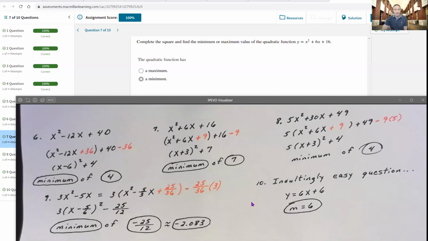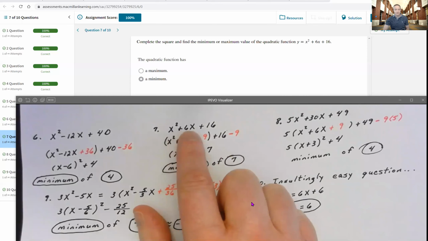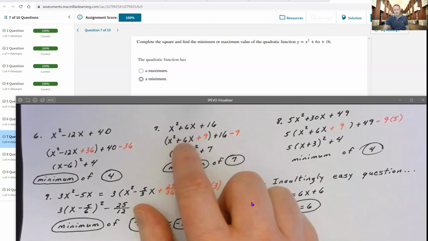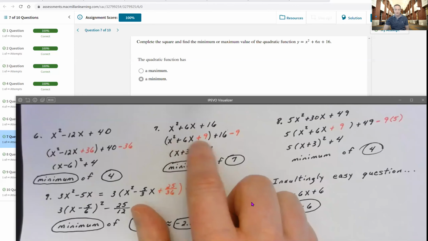For the next one here, it gave me, again, a quadratic, and it asked for the maximum or minimum value using completing the square. This time, in order to complete the square, I said, well, the term I need, 16, that's kind of tricky there because you think, well, that's a perfect square, but it's not the perfect square that you need. The perfect square that you need is half of 6 squared. Well, half of 6 is 3. 3 squared is 9. I needed a plus 9 there.